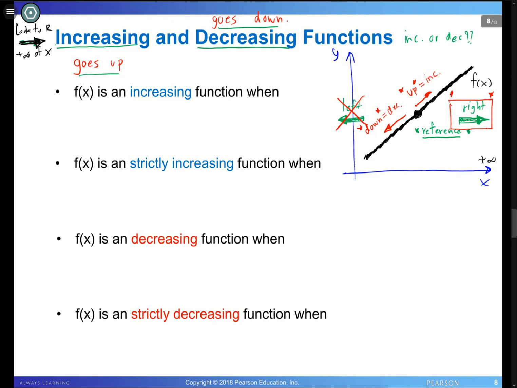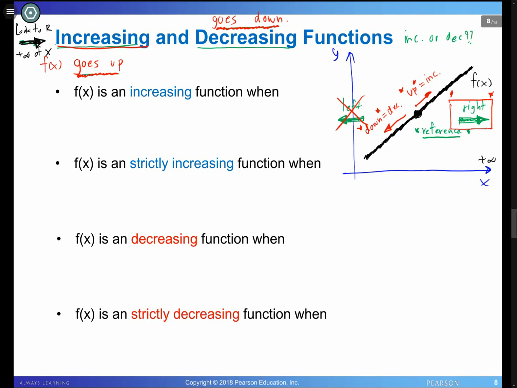Okay, now we have this definition right here, and it's not clear enough. We are going to complete this to make it more clear. So when it comes to increasing, let's start with this one. Increasing property of a function. What goes up? We are talking about the function value, which has to go up, has to increase. So f(x) has to go up, okay? Along what direction? The direction on the right.